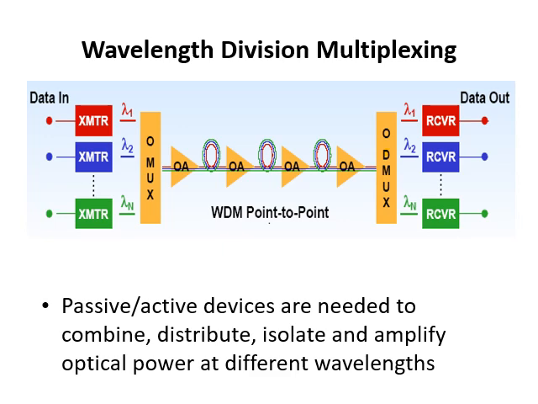Passive and active devices are needed to combine, distribute, isolate, and amplify optical power at different wavelengths. This is what is majorly required with respect to wavelength division multiplexing, or WDM.